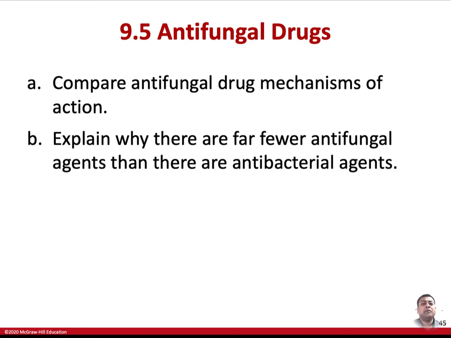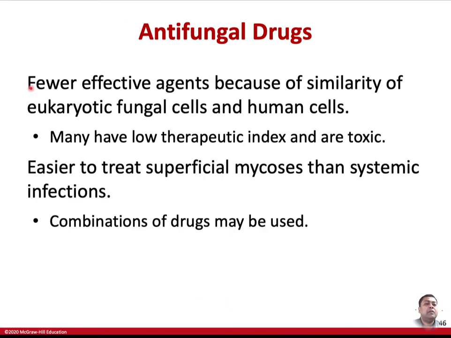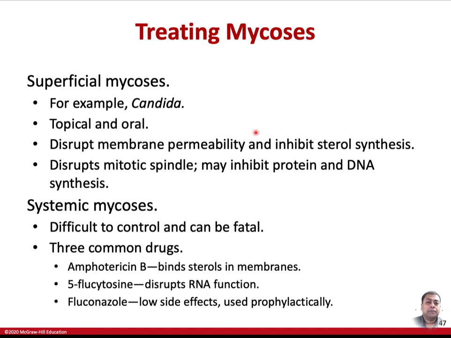Then we are going to talk about some of the antifungal drugs, and there are much fewer effective agents because of the similarity of eukaryotic fungal cells and human cells. Many have a low therapeutic index and are toxic, and these are easier to use to treat superficial mycosis than systemic infections, because you can use some of the relatively toxic products on your skin surface, but systemically administering them is difficult due to the toxic effect. And sometimes some combinations are used.